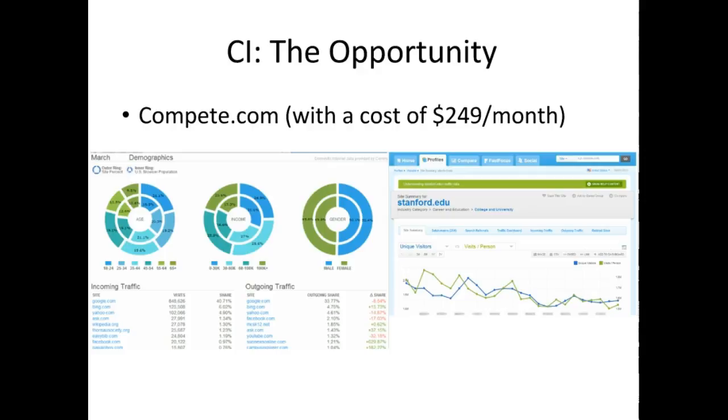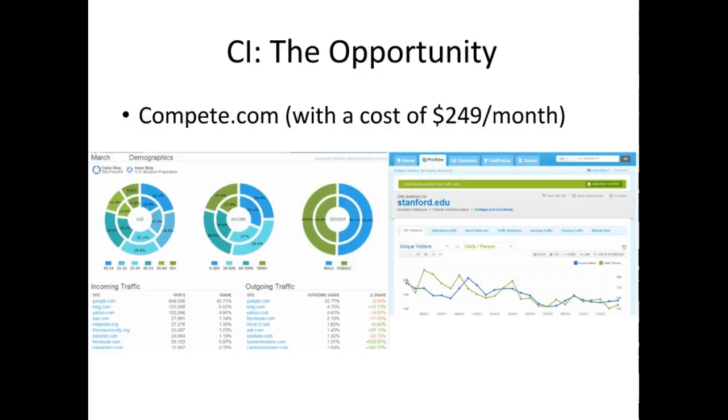The first is the opportunity, right? So what's out there? You're looking right now at something from compete.com, which is one of the competitive intelligence tools. And you'll notice that it costs $249 a month. So probably not affordable for you. And unless you have been hired by a company, that's not something you would want to do at this moment.